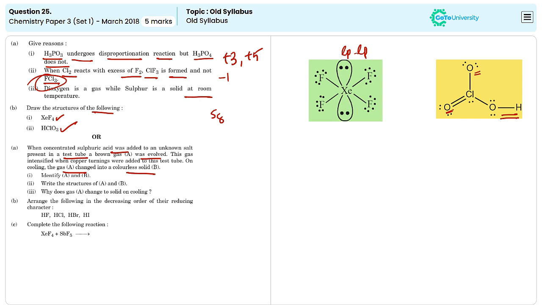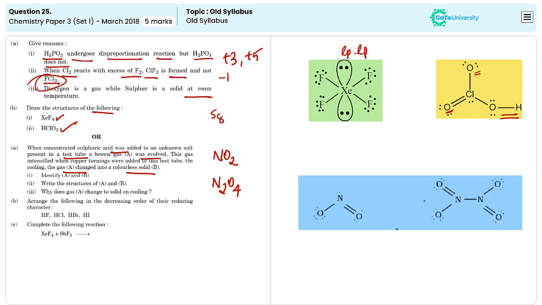Here the compound A will be nitrogen dioxide, NO2, and B will be the dimerized form, N2O4. The second one is to write the structures of these compounds A and B, and the structures can be represented as per the given diagram. In NO2 we could see that one oxygen is singly bonded and the other one is a doubly bonded oxygen, and the dimerized form can be shown as per the given diagram.